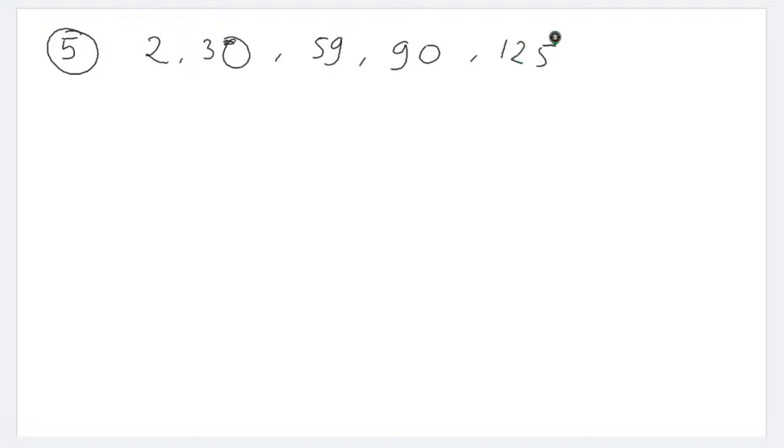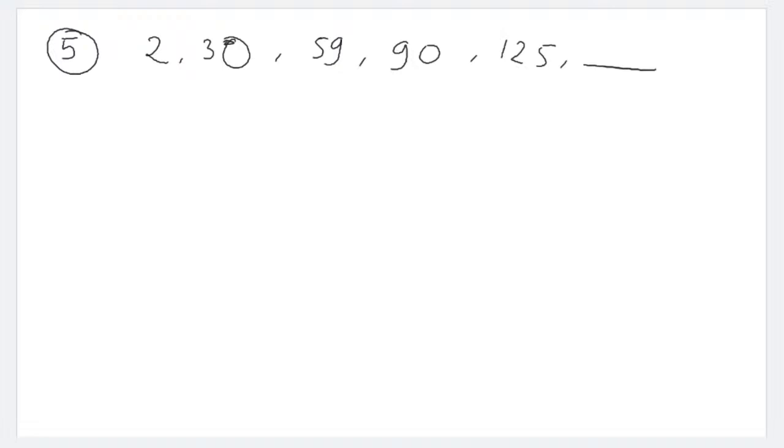Question number 5. 2, 30, 59, 90, 125 and dash. Now, how to find out this? There is no multiplication. The numbers are also not squares and cubes of each other.